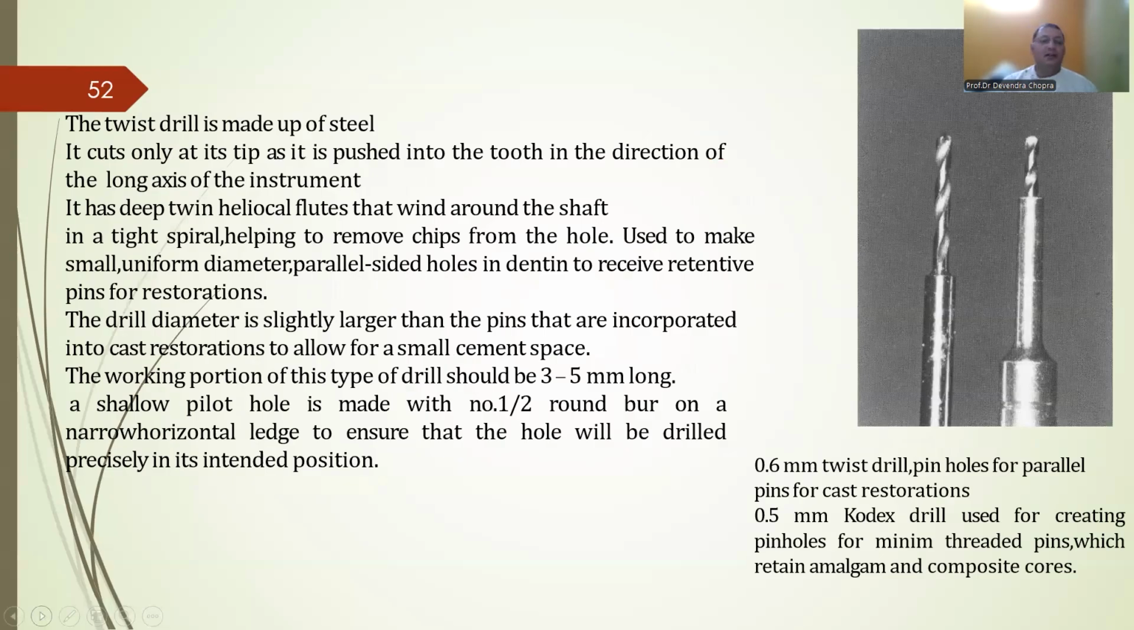Your twist drill. You can check out in the schematics, there are two sizes of twist drill. First picture is of your 0.6 millimeter twist drill, for pin holes for parallel pins for cast restoration. Whenever you are going for pinledge restorations, you can use these twist drills. And the 0.5 millimeter Kodex drill, the second one, is used for creating pin holes for minim threaded pins, which retain your amalgam and your composite cores. Next.